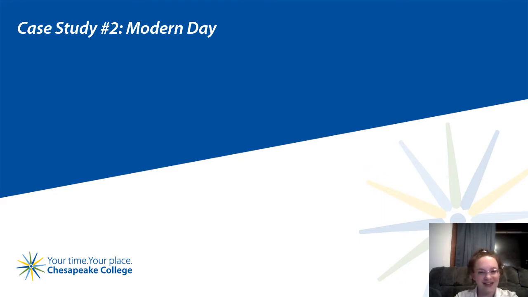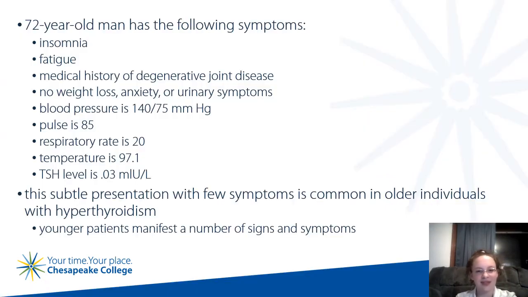Alright, so now we're going to go through a case study from modern day, which is a lot more chill, as you will see. So, a 72-year-old man comes in and he has the following symptoms: insomnia, fatigue, medical history of degenerative joint disease, no weight loss, anxiety, or urinary problems. His blood pressure is 140/75, his pulse is 85, his respiratory rate is 20, his temperature is 97.1, and his TSH level is 0.03 milli-international units per liter.